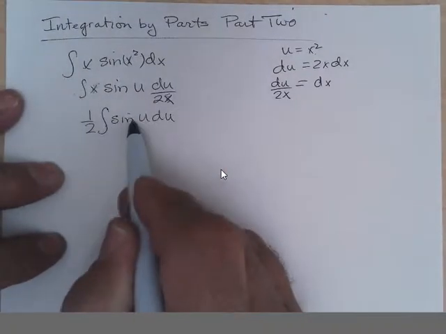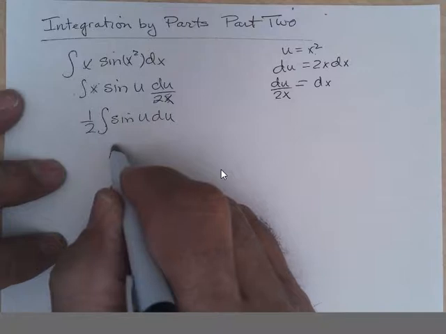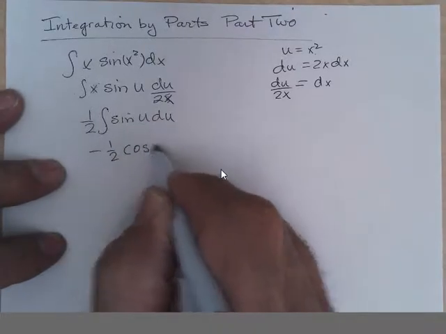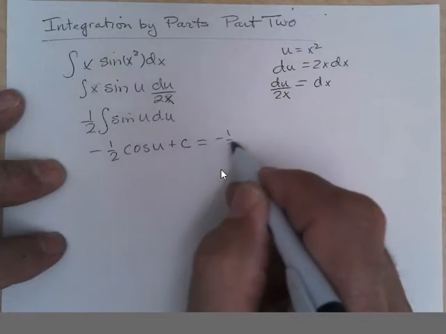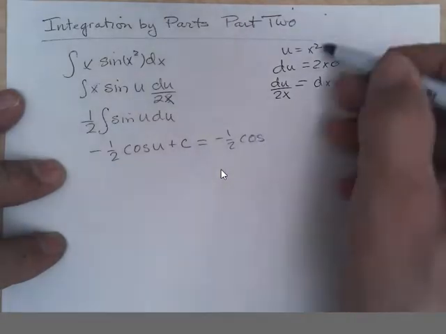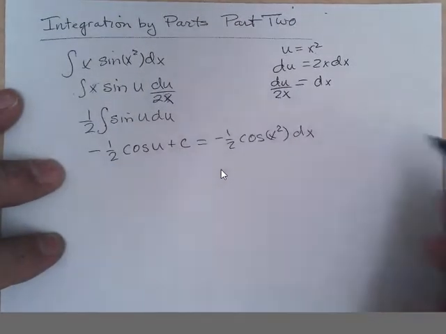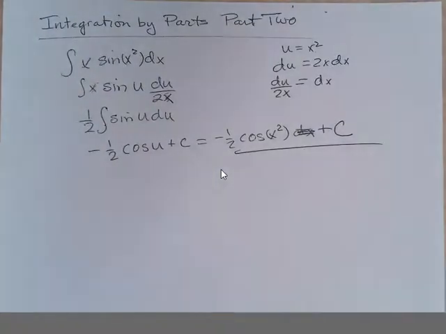And the antiderivative of sine of u is negative cosine of u, which is negative 1/2 cosine of x squared plus c. Works pretty simple with substitution.